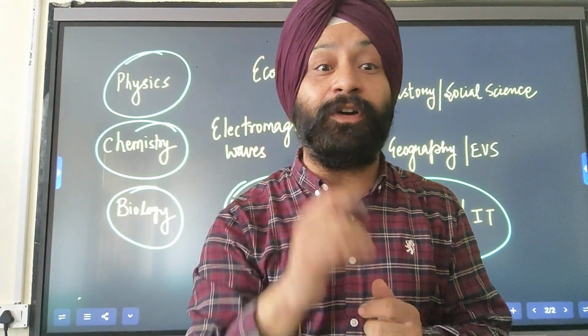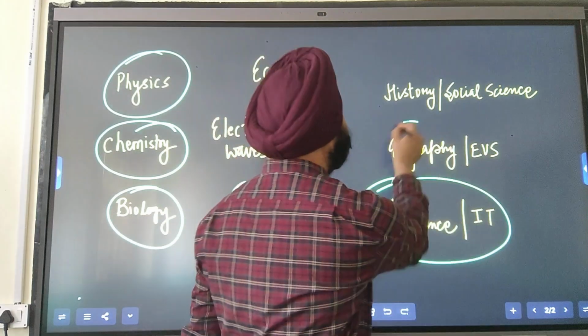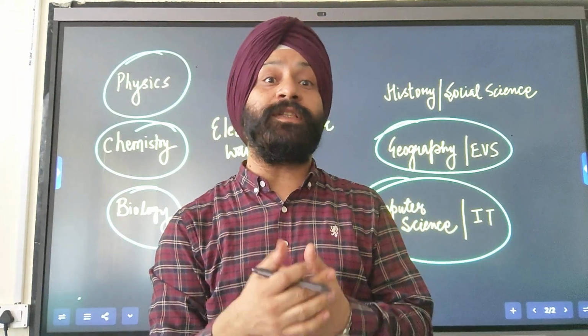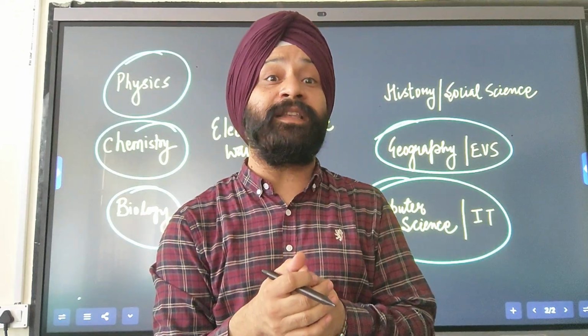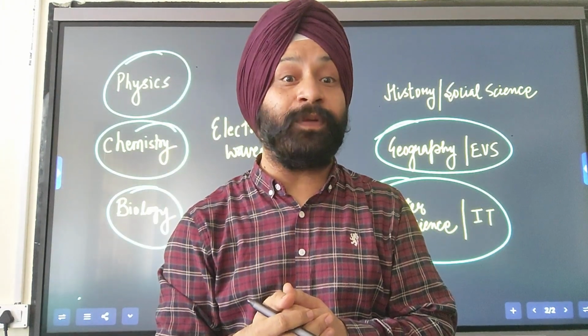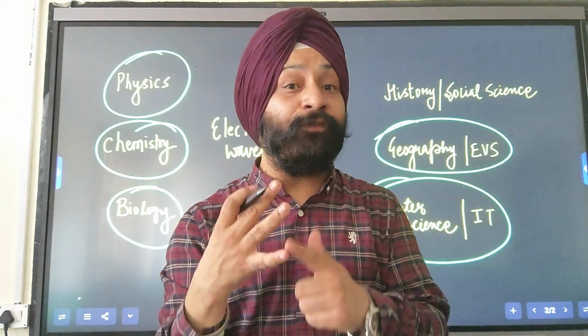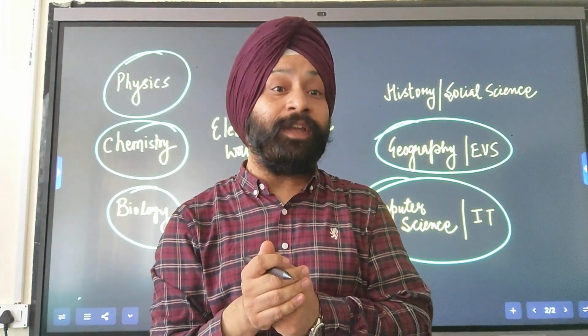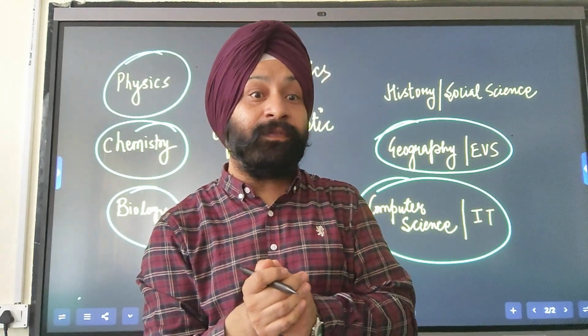Okay, if I talk about geography and EVS, how can geography students or environmental science students relate the chapter of electromagnetic waves, which is actually in physics class 12? In remote sensing, weather forecasting using satellites, and the study of ozone depletion due to UV, we can relate it.